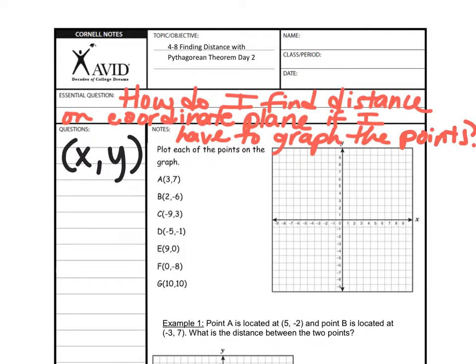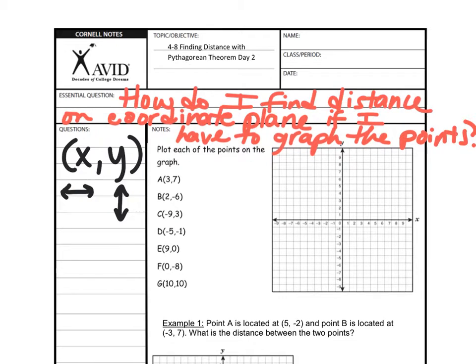The x-axis is your horizontal axis, like the horizon, so it goes left and right. So I'm going to draw this little arrow to show x's go left and right. The y's are the vertical axis, and they're up and down. So the x tells you whether to go left or right. The y tells you whether to go up or down.